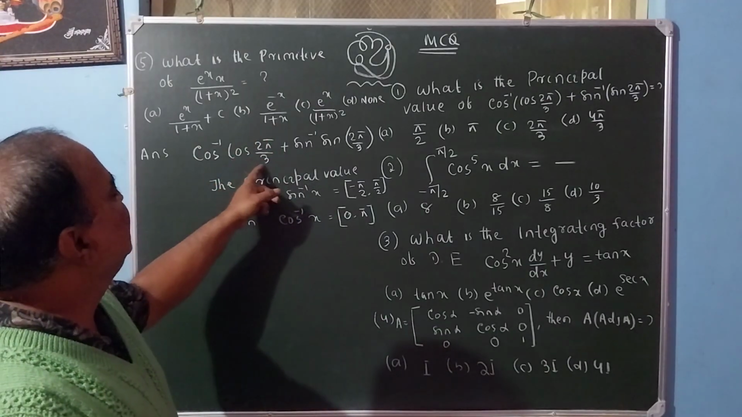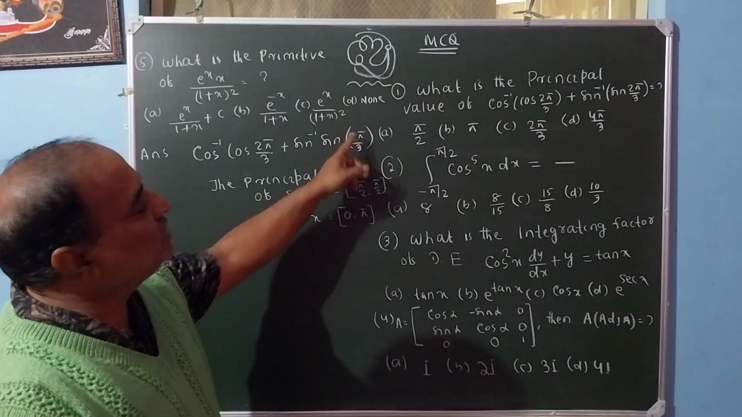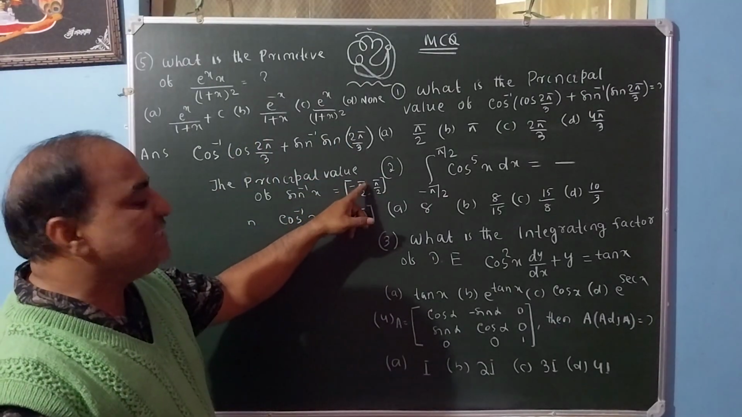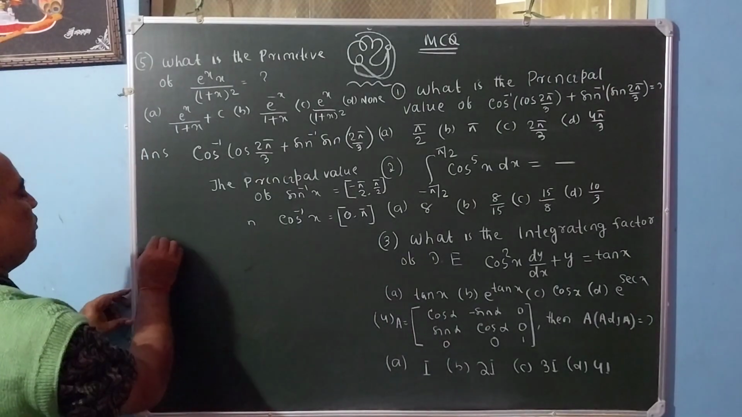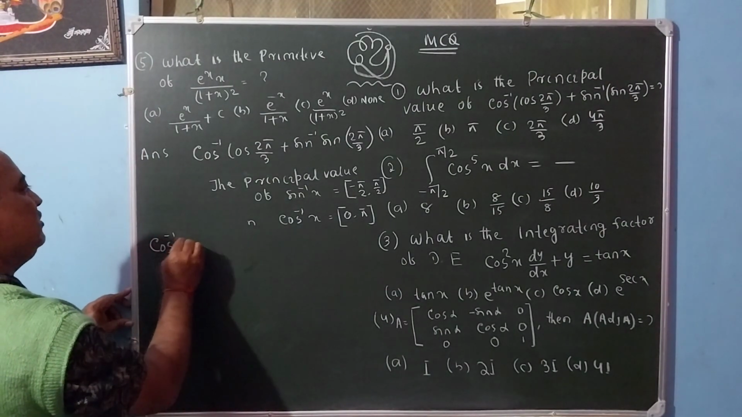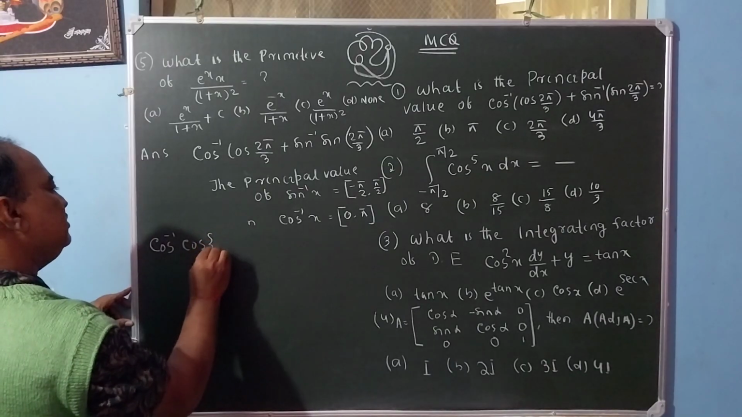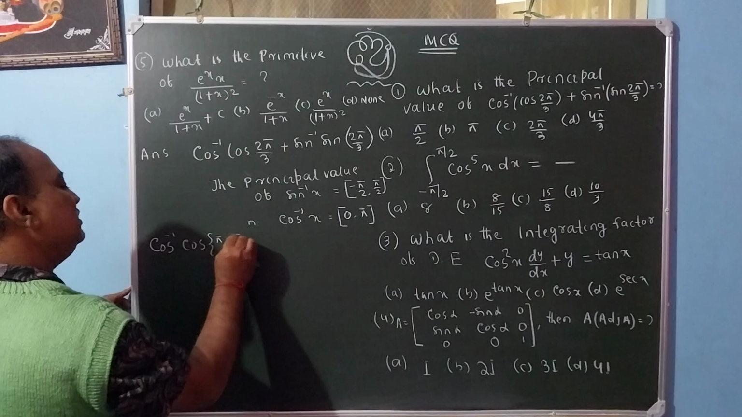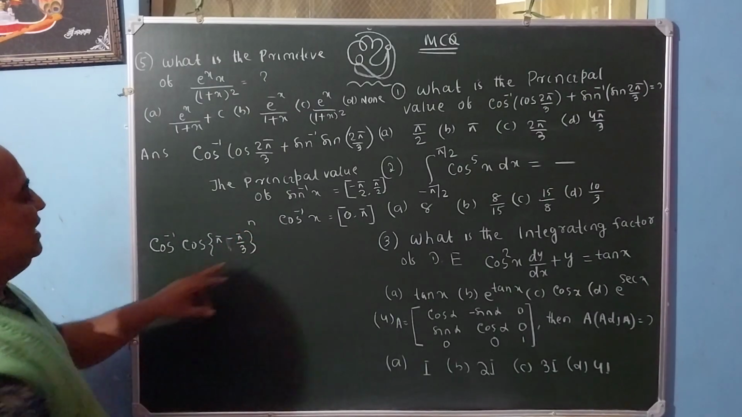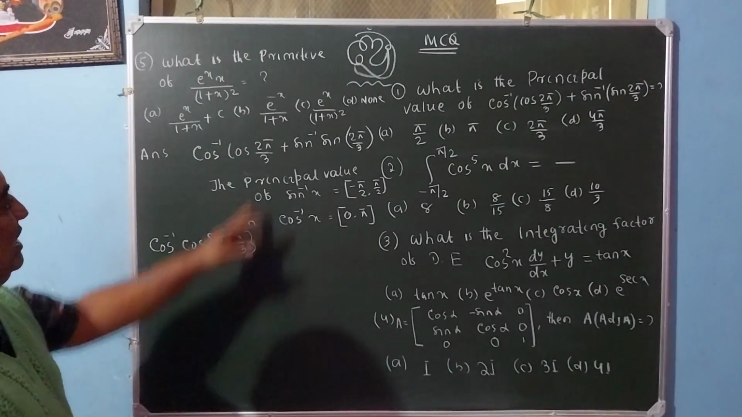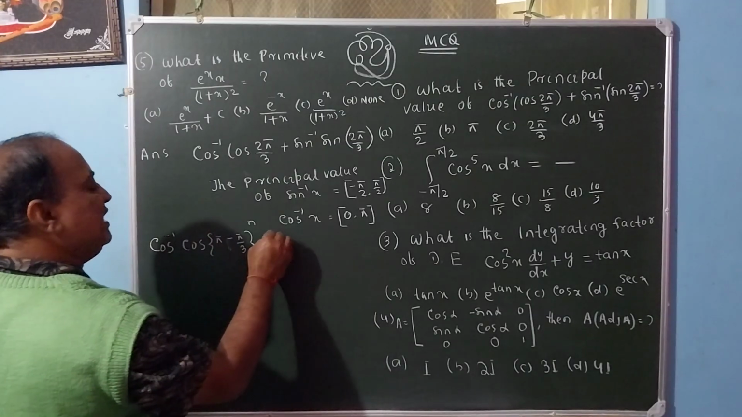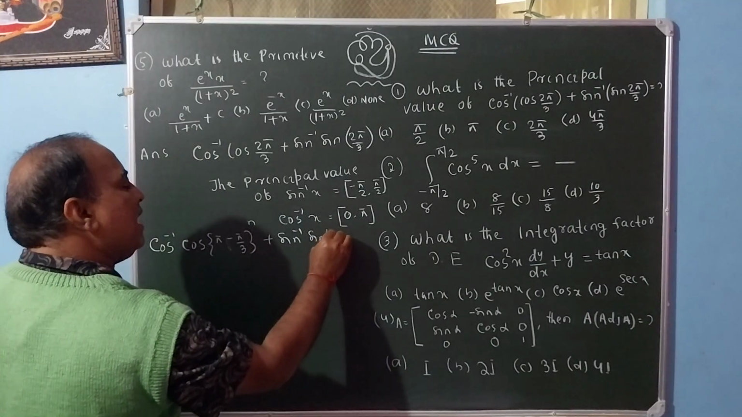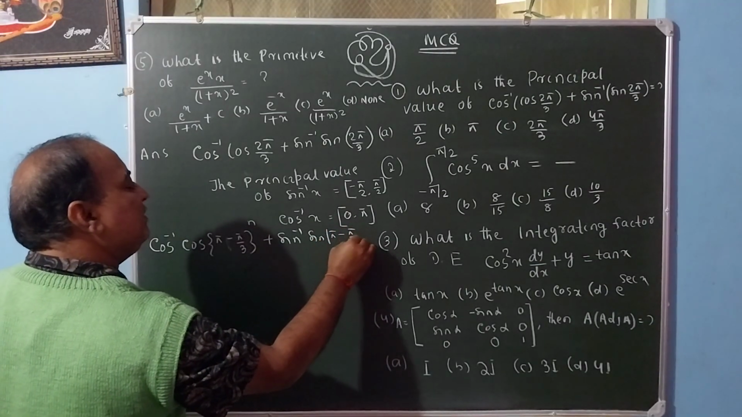But here it is 2 pi by 3. Here it is also 2 pi by 3. How can you bring this into this interval? Okay, so write down cos inverse cos of pi minus pi by 3, that is 3 pi minus pi, that is 2 pi by 3. Here it is written as sin inverse sin of pi minus pi by 3.